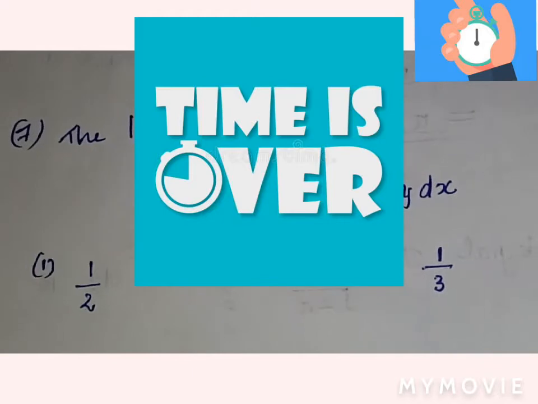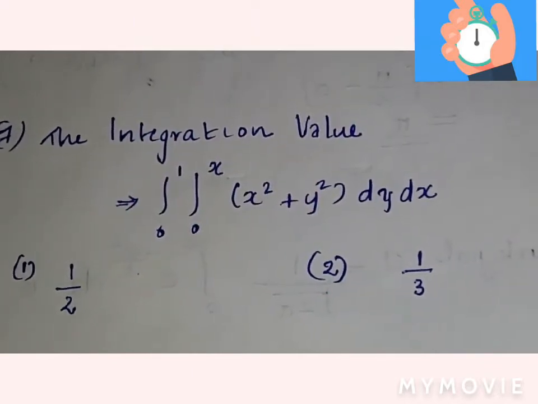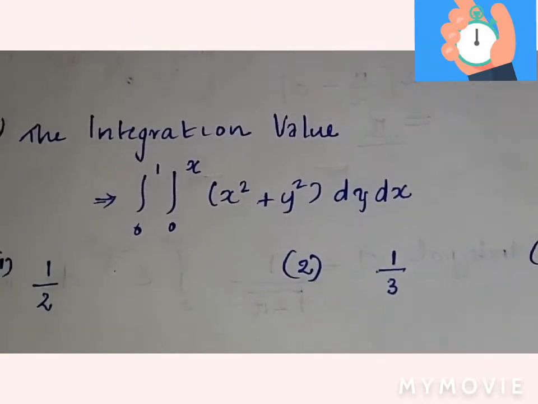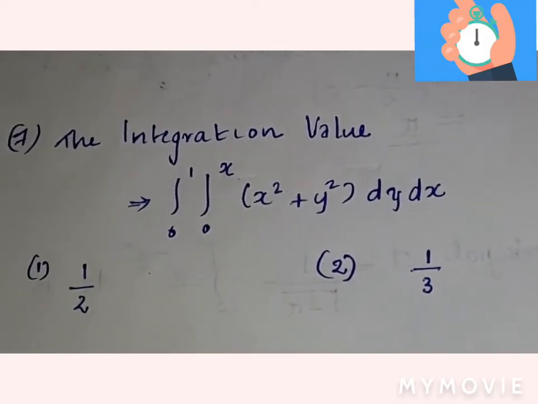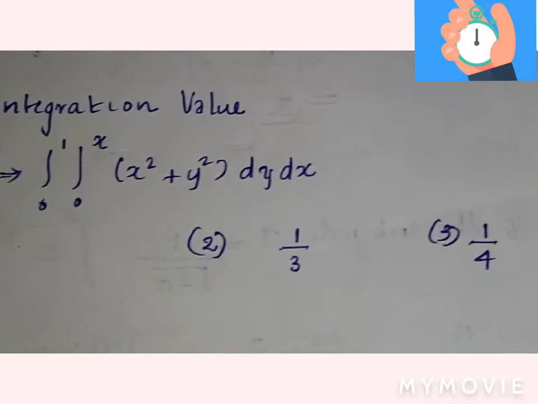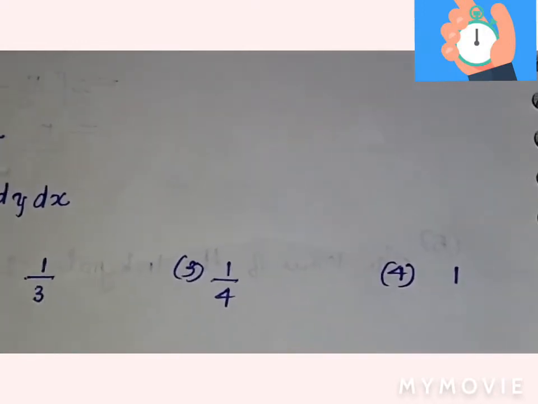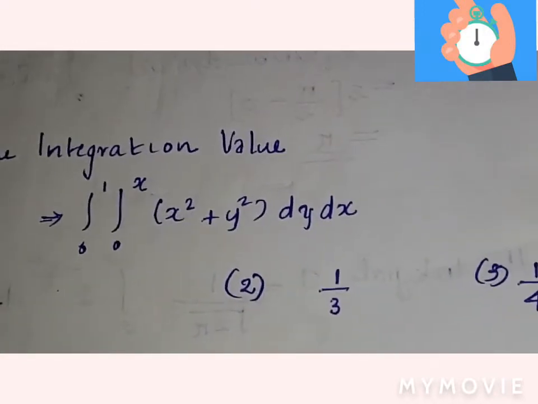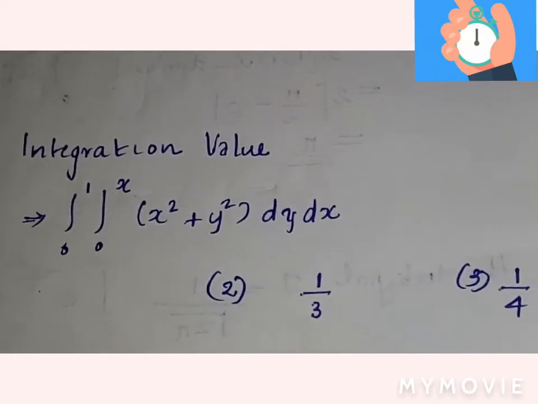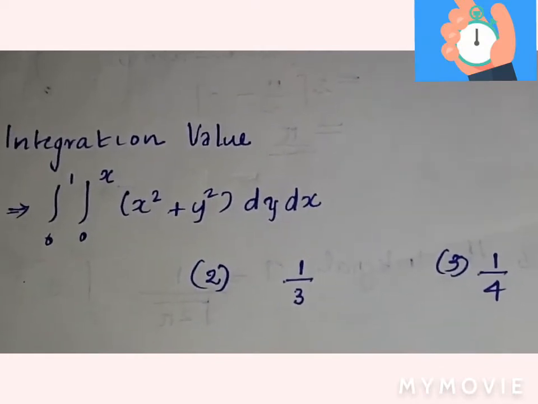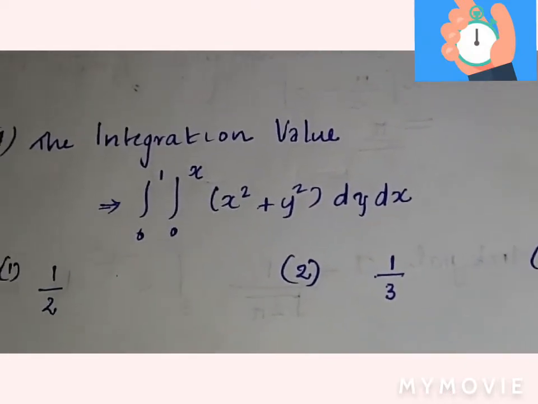The integration value: integral 0 to 1, integral 0 to x square plus y square dy dx. The options are 1 by 2, 1 by 3, 1 by 4, 1. Integral 0 to 1, integral 0 to x square plus y square dy dx. That is the question.